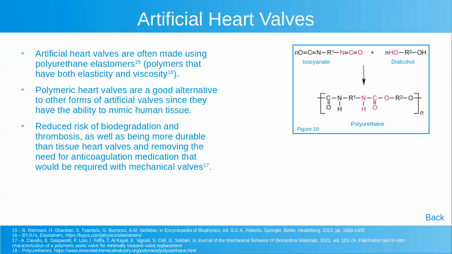So thrombosis being where there's a buildup of blood clots in arteries, which can lead to stroke, heart attack, as well as other issues, which means that we can then reduce the risk of needing anticoagulation medication, which recipients would have to be on for life. These polyurethane polymers are made using isocyanate and dialcohols to produce the polymer chain.